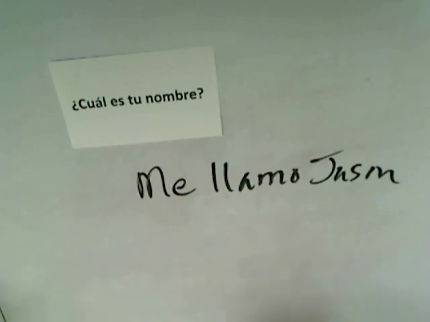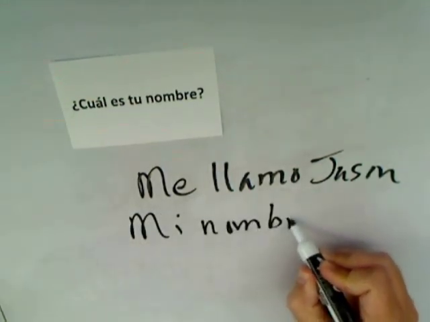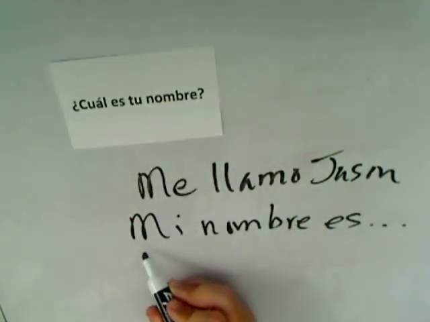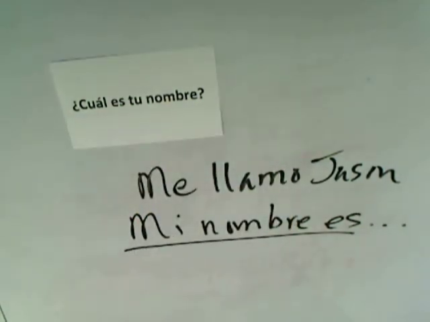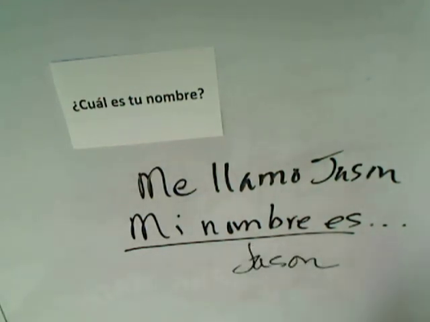Me llamo Jorge. Or I can sort of mimic that question structure more and say, mi nombre es. You can see how that question structure, the syntax, is much more similar in this answer. ¿Cuál es tu nombre? Mi nombre es Jason. O mi nombre es Ana. O mi nombre es Jorge. This way sounds a little bit more formal.